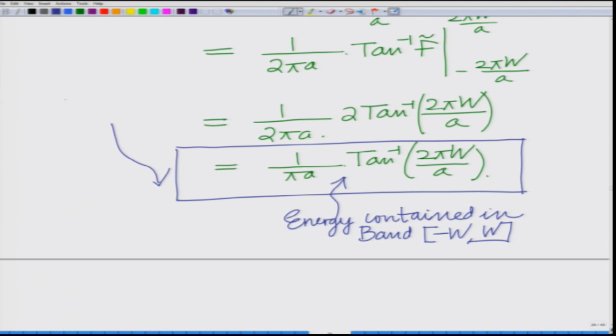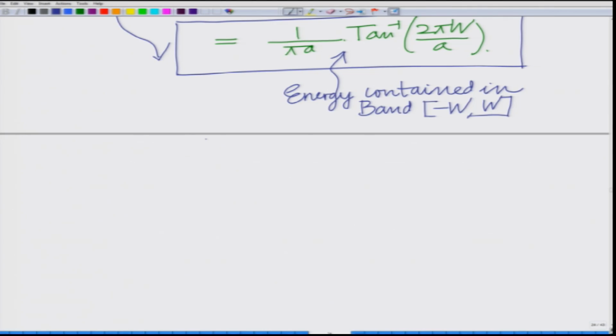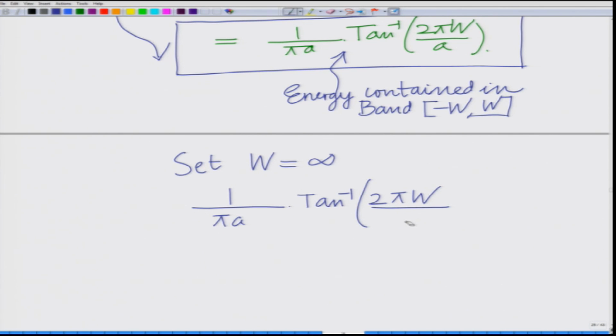Solid. So, this is the energy again of your signal e to the power of minus a t u(t) in the band minus W to W. Naturally now, if I set W equal to infinity, that is from minus infinity to infinity, I should get the total energy of the signal. This is an interesting exercise. Set W equals infinity in 1 by pi a tan inverse of 2 pi W by a. For W equal to infinity, this becomes 1 over pi a tan inverse of infinity, which is pi over 2.